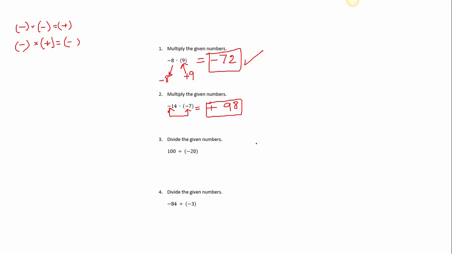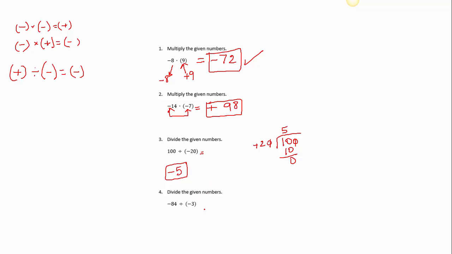Divide the given numbers. So I'm dividing 100 divided by negative 20. I can get rid of the negative sign because I know that positive divided by negative is negative. Therefore, the answer should be negative. Let's go ahead and divide 100 by 20. The zeros cancel. 10 divided by 2 is 5. 5 times 2 is 10. Remainder 0. So the final answer should be negative 5.